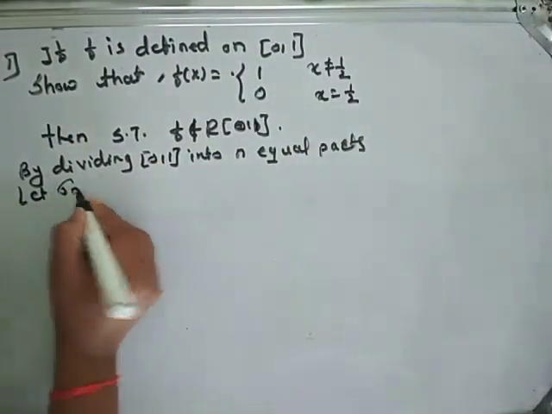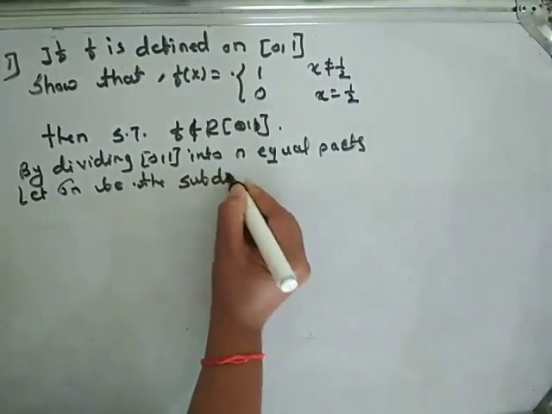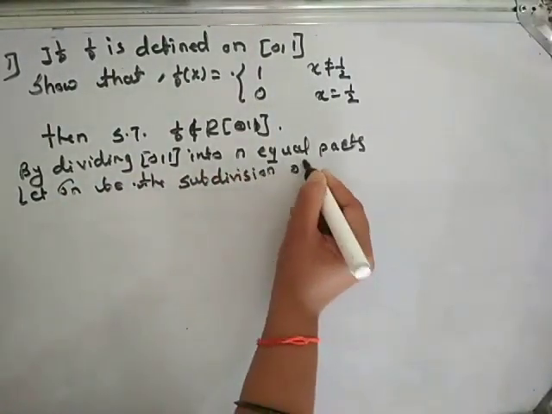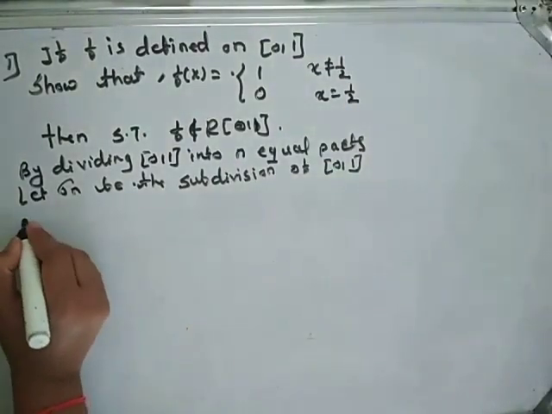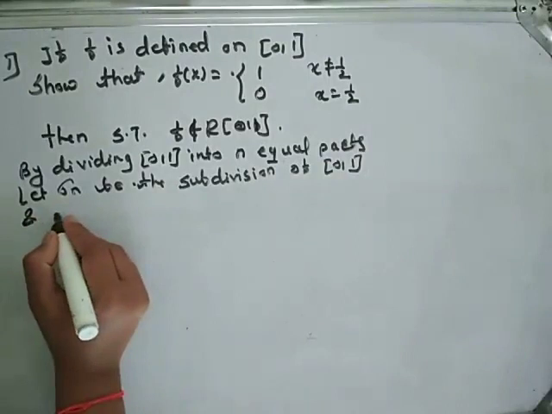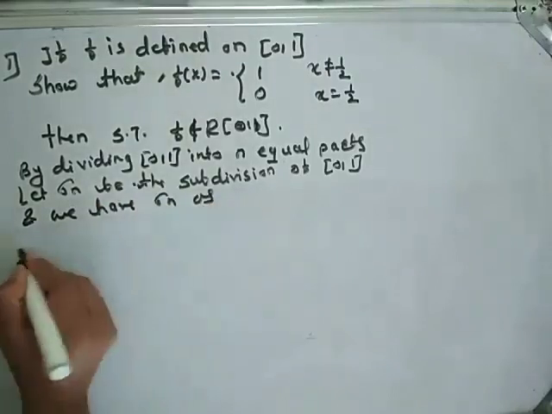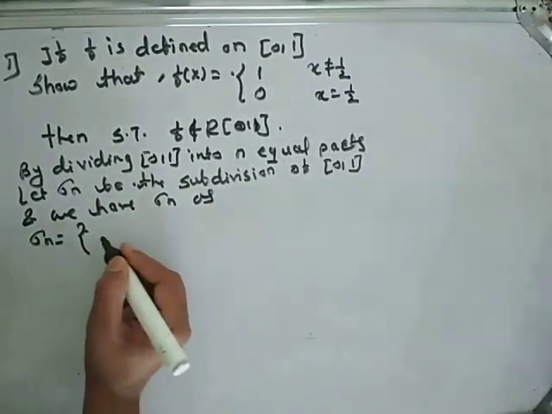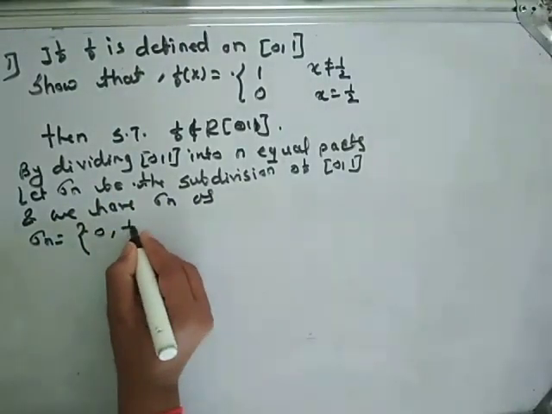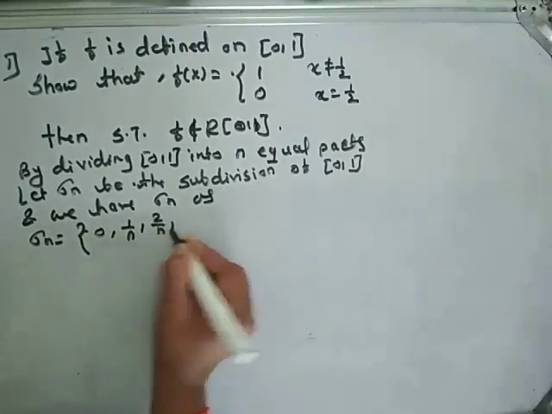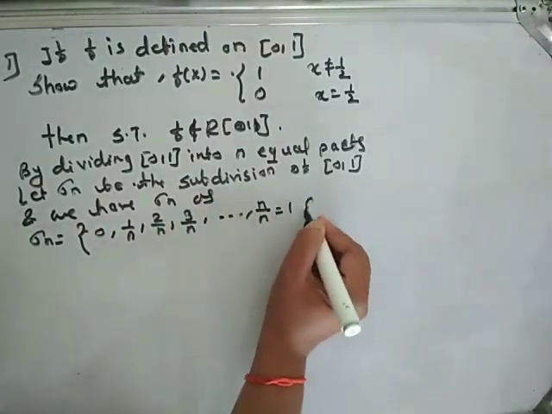Let sigma n be the subdivision of closed interval [0, 1], and we have sigma n is equal to {0, 1/n, 2/n, 3/n, and so on up to n/n = 1}. Okay.